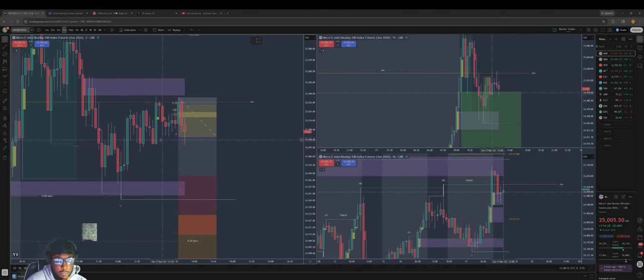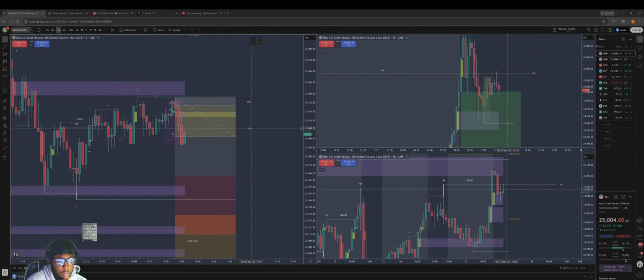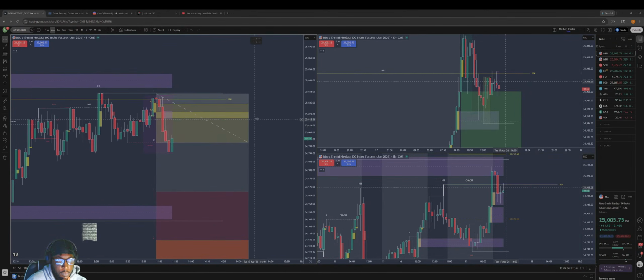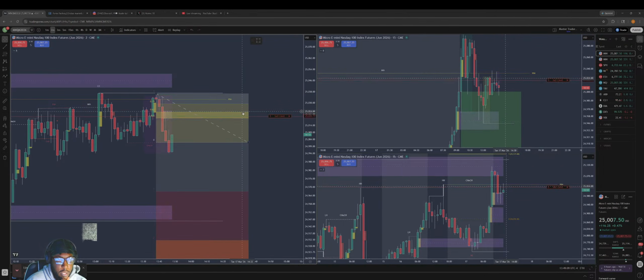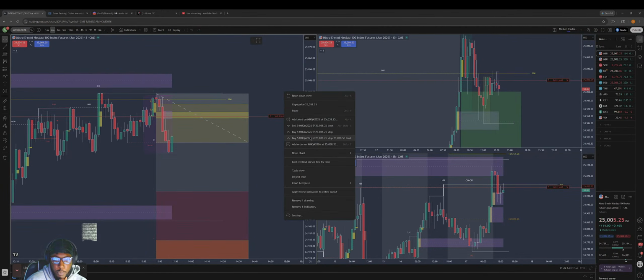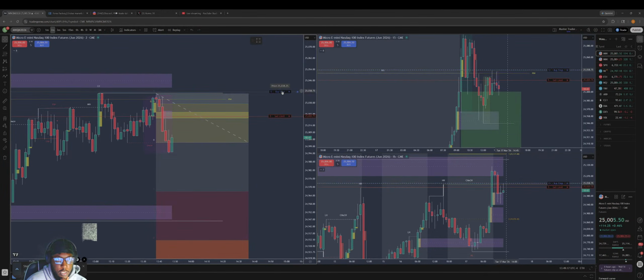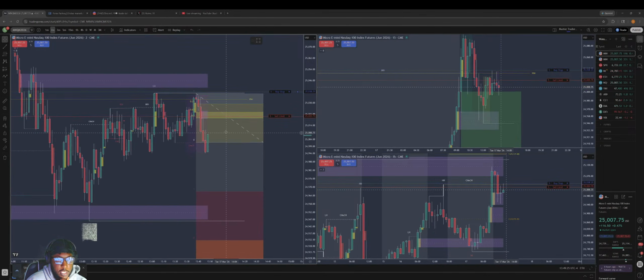See, I don't like how this 5 minute is looking, but... So this is the level where I would be tempted to take a sell from. So I'm gonna set my sell limit right here, see if we can get a short setup, and I'll set my stop loss above these highs, above the previous day high. And let's see if we can get a trade set up from this OTE level.